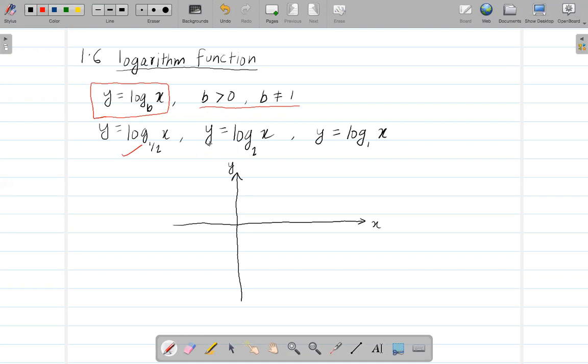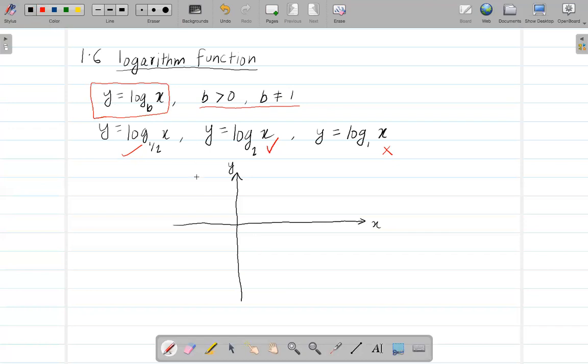What about this one? y equals log base 2 of x. Is this a logarithmic function or not? This is, because again, 2 is greater than 0 and not equal to 1. What about this one right here, log base 1 of x? Here we have base 1, so this is not a logarithmic function.